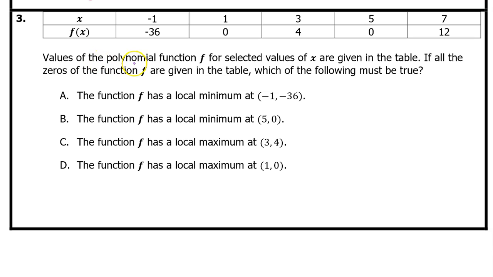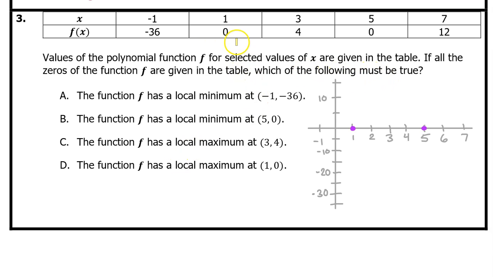Number 3, values of the polynomial function f for selected values of x are given in the table. If all the zeros of the function f are given in the table, which of the following must be true? The zeros of a function are the x-intercepts of the function. So we know that f of x will touch the x-axis here and here. In addition, we have these 3 other points. The problem says that 1 and 5 are the only zeros of the function, the only real zeros, so we can sketch a reasonable graph of f of x.